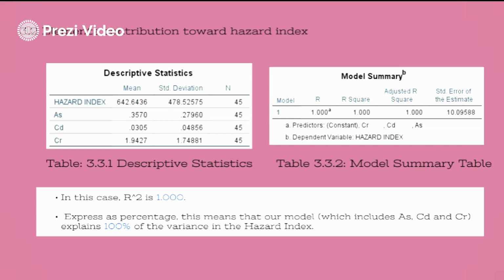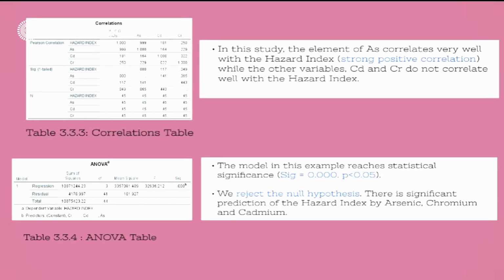From the interpretation of the model summary, R squared is 1. When expressing it as a percentage, it means that our model explains 100% of the variance in the hazard index. In addition, from the correlation table, the element arsenic correlates very well with the hazard index with a correlation coefficient of 0.999, which indicates a strong positive correlation, while the other variables, cadmium and chromium, show correlations of 0.181 and 0.250 respectively. This shows that there is a weak correlation with the hazard index.